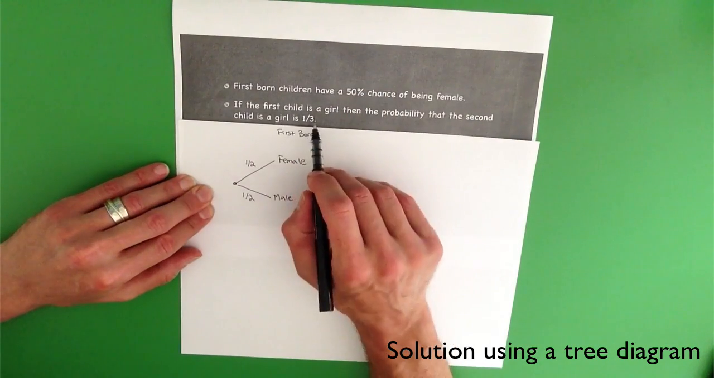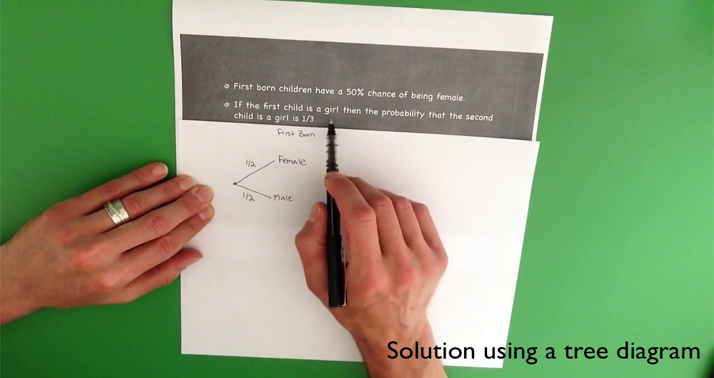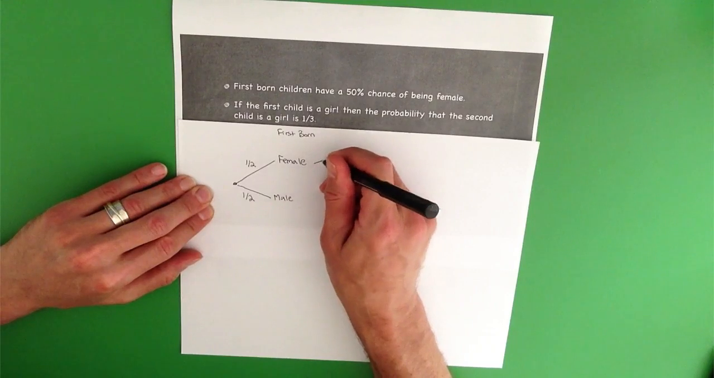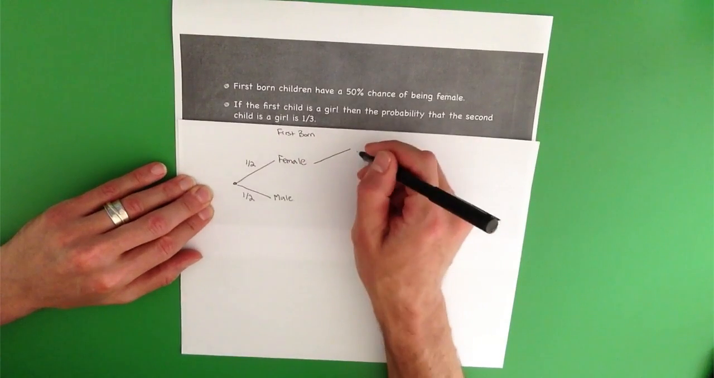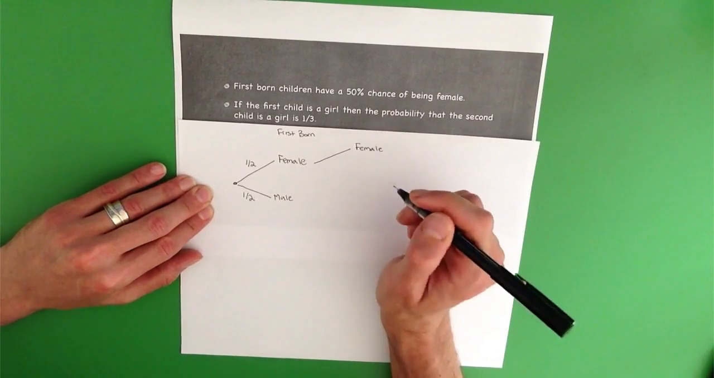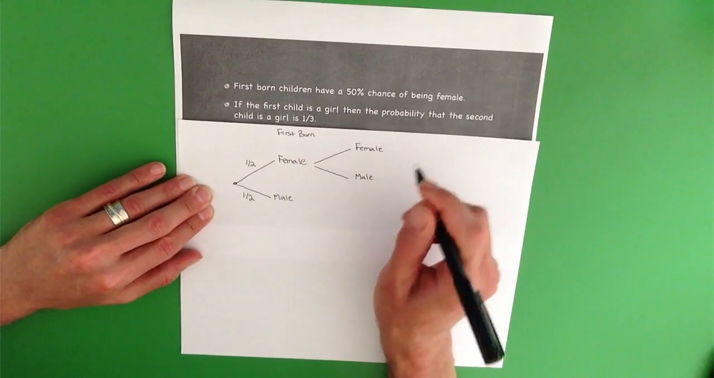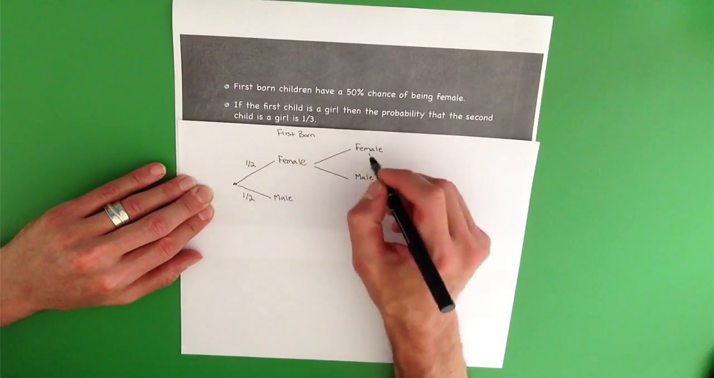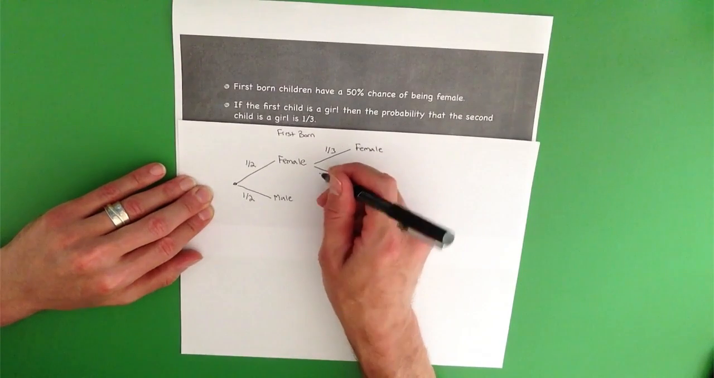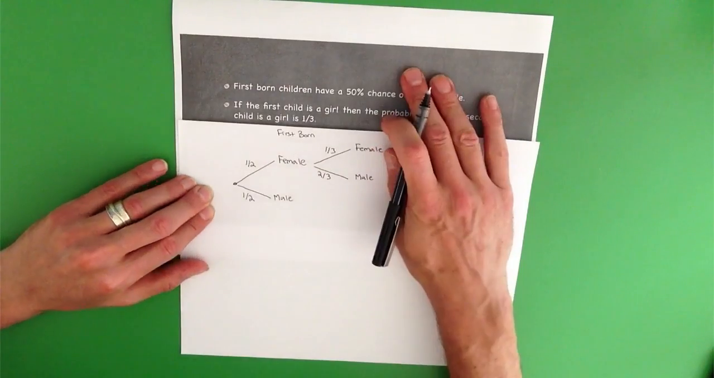If the first child is a girl, then the probability that the second child is a girl is a third. Well, if the first child is a girl, that's this branch of the tree. Then the event that the second child is a girl is here, or the second child could be male. And this event here has probability 1/3. We're given that over here. So that means this one has probability 1 minus 1/3, or 2/3. What else are we given?